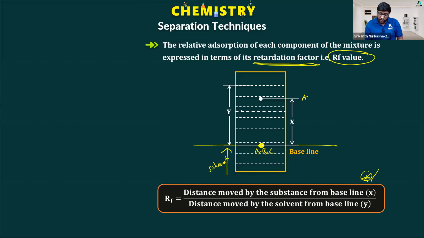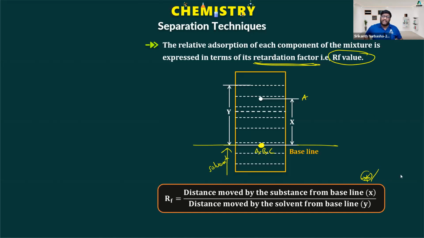Substance has been adsorbed, solvent has the least adsorption. So that is why it is said to be the retardation factor: how much the substance is restricted to move. Retardation means stopping. Yes or no? Distance moved by the substance from the baseline divided by distance moved by the solvent from the baseline is said to be the retardation factor.